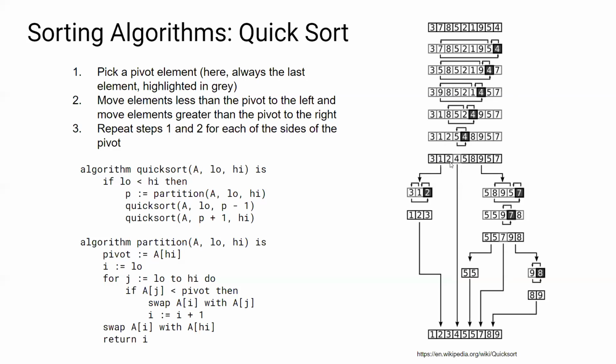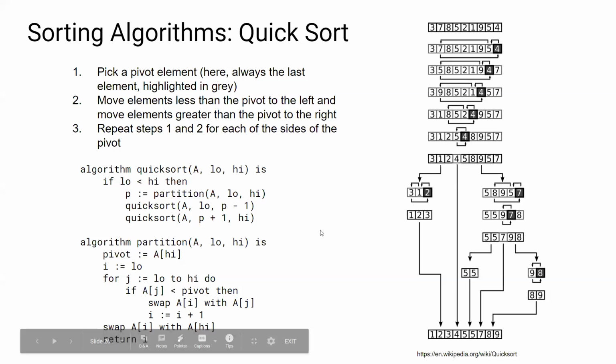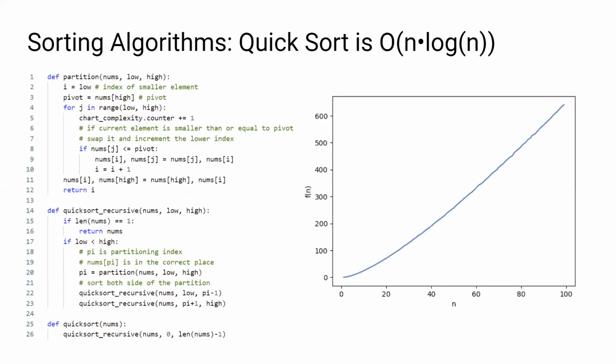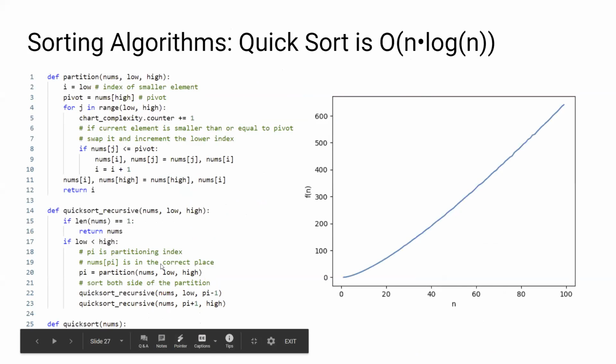The first sublist is 3 through 2 here, and the second sublist is 5 through 7. Each of those sublists gets sorted, and they have their own pivot. So the partition algorithm is what moves the elements on either side of the pivot, and the quicksort part is what actually recurses. This is the implementation in Python, and you can see it is actually n log n. The n part comes from the partition, and the log n comes from the quicksort recursion.